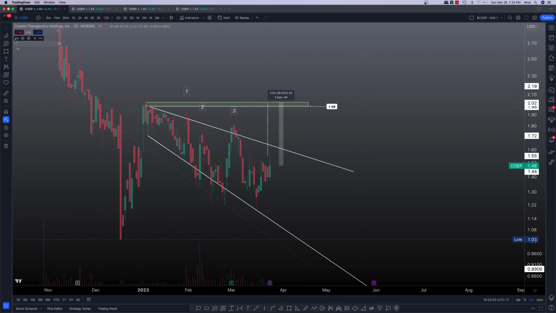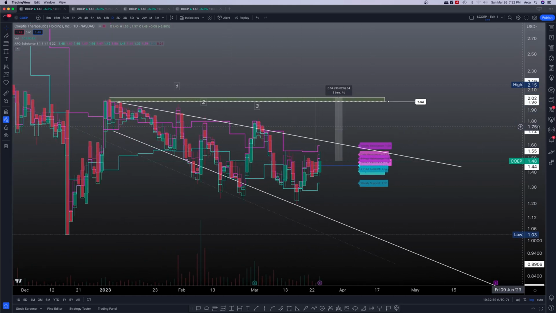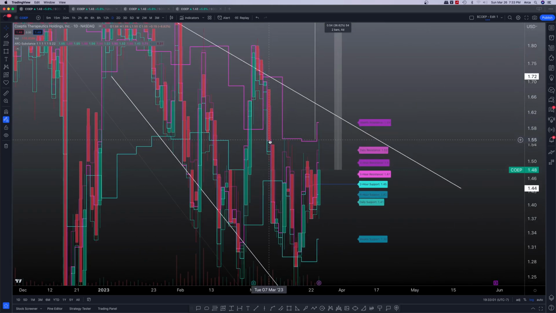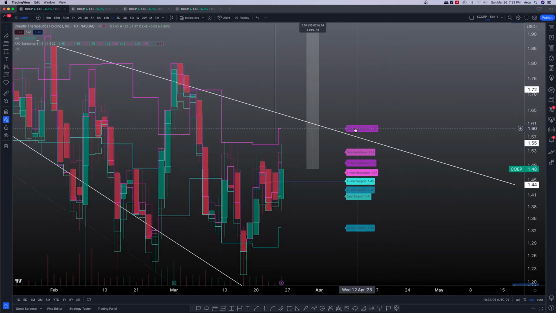So now let's go ahead and open up our substance indicator. Okay, so this is already showing us some confluence. Okay, so notice here that the top side of our resistance level on the weekly resistance is telling us 159, which is very curious because the top side of this channel here, or the wedge, is 163. So we're already looking at very confluent targets, right?